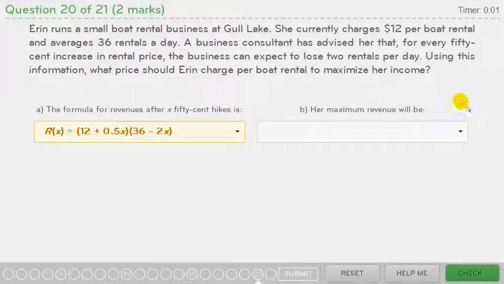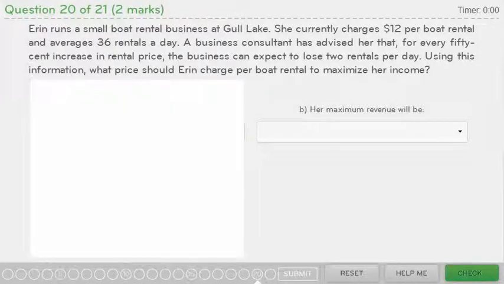Next, what we need to do is take a look at what her maximum revenue would be. In order to do that, we're going to have to crunch some numbers. First, we'll start with the equation we were working with in the question before. Next, we'll use the distributive property to put this equation into general form. Once it's in general form, we'll complete the square to put it into vertex form, and then from there we'll be able to determine our maximum revenue.